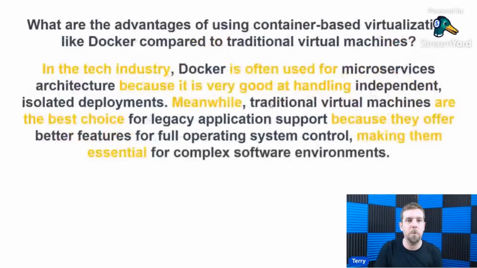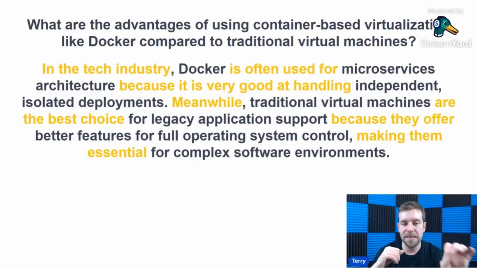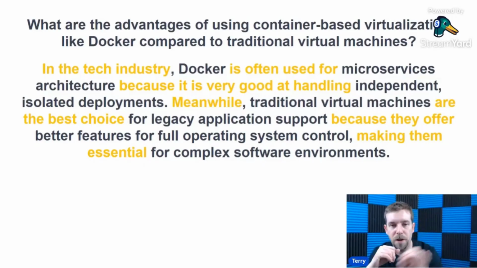Let's see an example. What are the advantages of using container-based virtualization like Docker compared to traditional virtual machines? So as we build our answer, in the tech industry, Docker is often used for microservices architecture because it is very good at handling independent, isolated deployments. Meanwhile, traditional virtual machines are the best choice for legacy application support because they offer better features for full operating system control, making them essential for complex software environments.